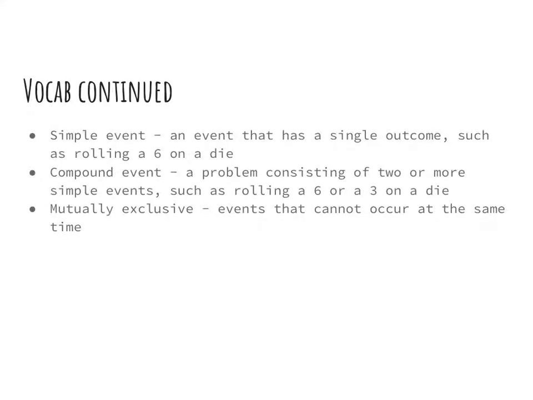Few more vocab terms here. We've got a simple event, an event that has a single outcome, such as rolling a 6 on a die. A compound event, a problem consisting of two or more events, such as rolling a 6 or a 3 on a die, so there's two choices there instead of just one. And then finally, mutually exclusive, events that cannot occur at the same time.